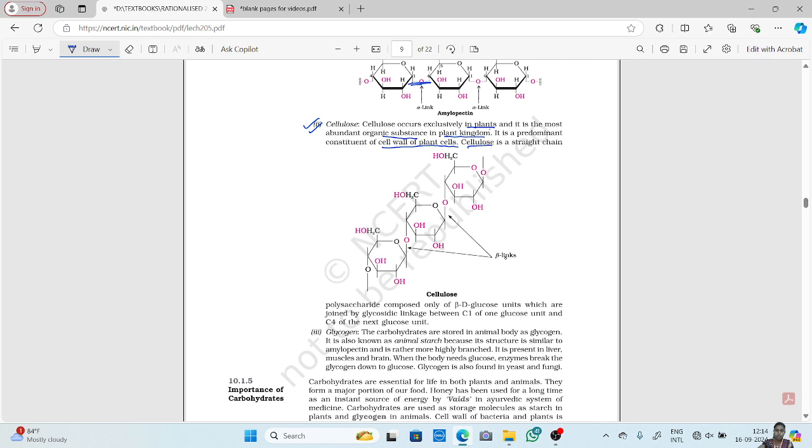Now this straight chain structure of cellulose is of beta D glucose. So all these structures are of beta D glucose, and they are joined by glycosidic linkage between C1 of one unit and C4 of another unit. This is C1 and this is C4. So it is joined with C1 of one unit and C4 of another unit of beta D glucose. So this is the structure of cellulose.